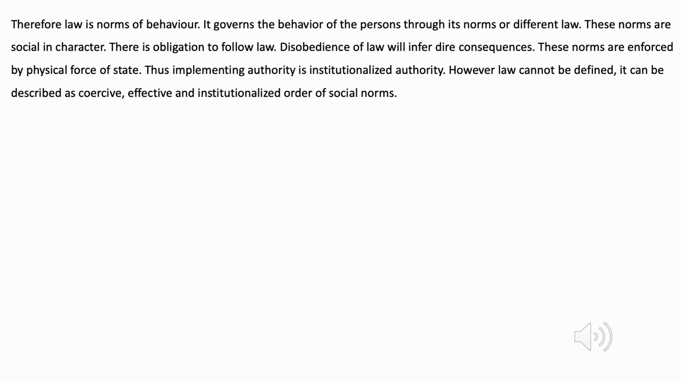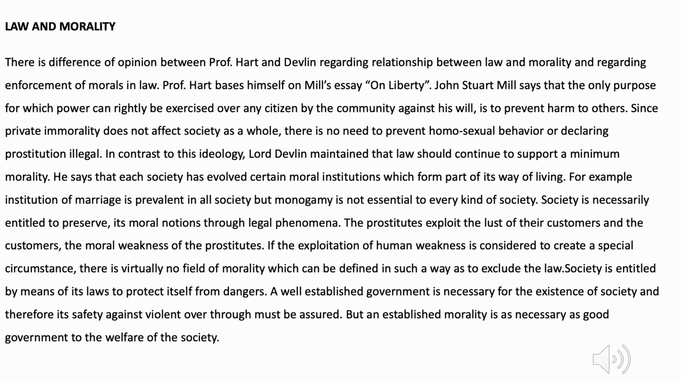Thus, the implementing authority is an institutionalized authority. However, the law cannot be defined in an exhaustive manner or described as a coercive, effective and institutionalized order of social norms. Now the relationship between law and morality. Here there is a difference of opinion between Professor Hart and Devlin regarding the relationship between the two. Professor Hart states that the only purpose for which power can rightly be exercised over any citizen by the community against his will is to prevent harm to others.